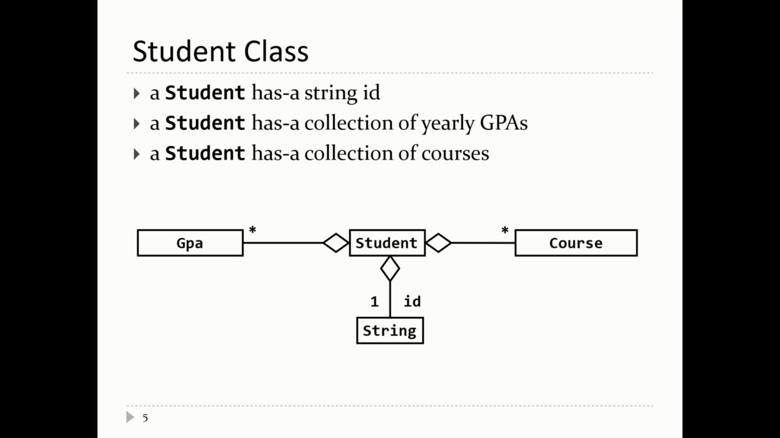Depending on the situation, you might actually draw the list. So if you really need to show the details of your class and you want to show the fact that it's a list, you would draw the list instead. But here, I'm just drawing this as a collection of stuff, so 0 or more, and similarly with the courses.